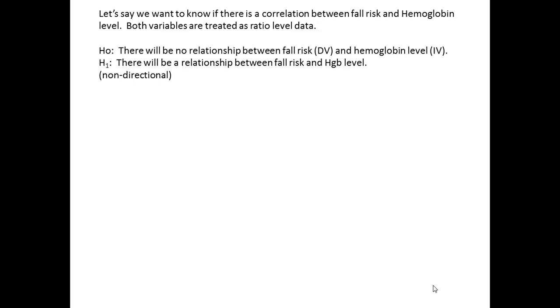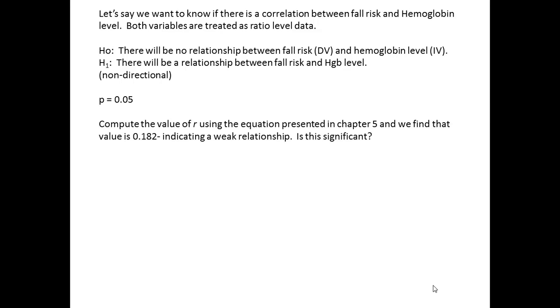The research hypothesis says there will be a relationship, and our null that we will test says there will be no relationship between fall risk, which is going to be our dependent variable, and hemoglobin level, our independent variable. This is a non-directional correlational test. We set our level of significance and we compute the value of R. We find that it's 0.182. This is a weak relationship, but is it significant?